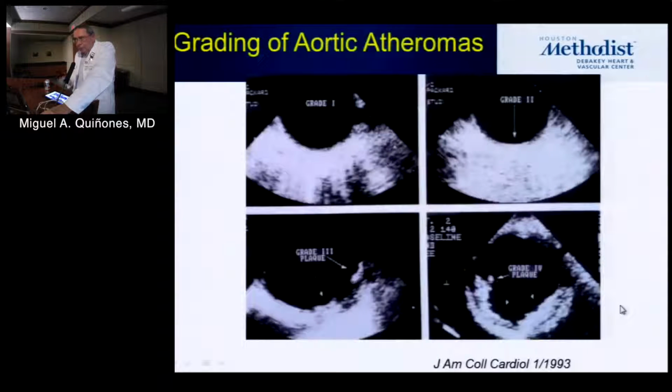And the last thing I want to talk about, because this one clearly is one where TEE has the big edge, is looking at atheromas in the aorta. This is the traditional classification. Grade 2s are basically thickening of the wall. Grade 3, now you have a greater thickening and you have some level of irregularity. Grade 4s are huge chunks of plaque that even a fellow on day 1 of TEE would not miss, because they are so apparent.